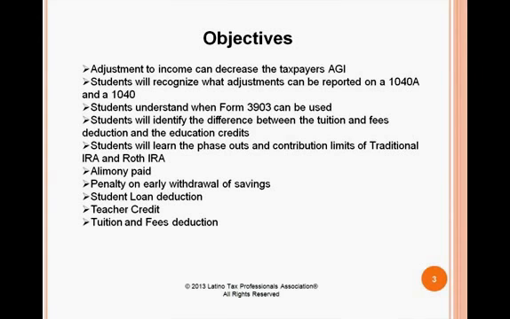At the conclusion of this lesson, students will be able to understand adjustments to income and understand that they can decrease the taxpayer's AGI, or adjusted gross income. Students will recognize what adjustments can be reported on a 1040A and a 1040. They will understand when Form 3903 can be used. They will identify the difference between the tuition and fees deduction and the education credits, discussed in a later chapter.